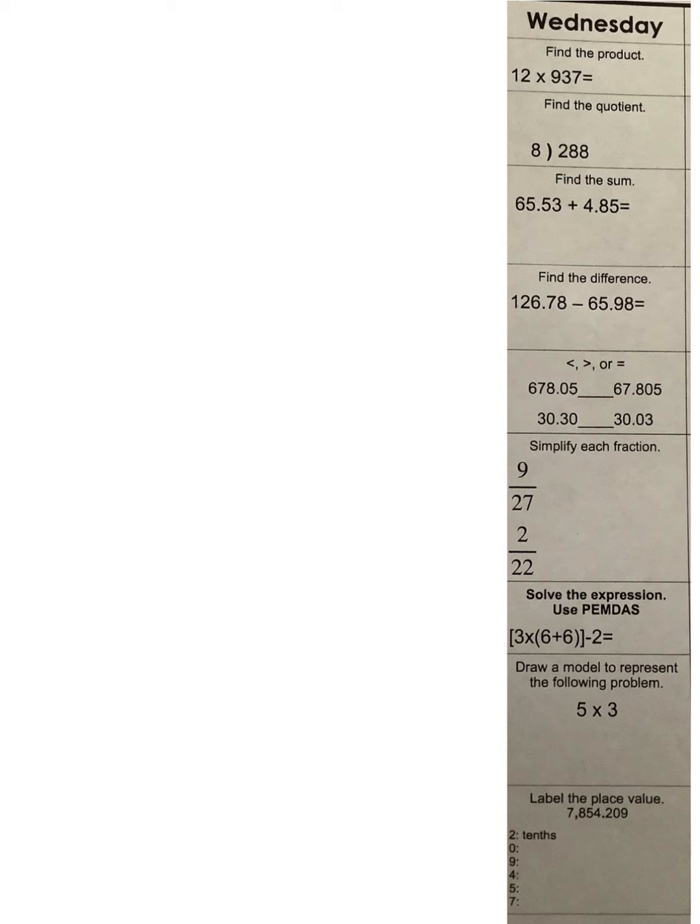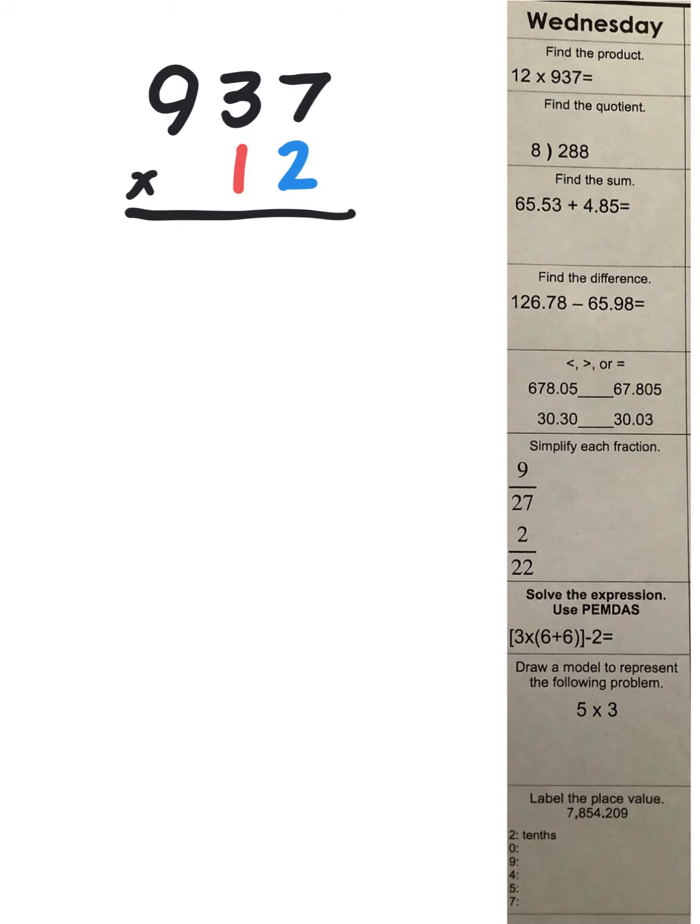Let's take a look at Wednesday's weekly math review, Q13. I will use the standard algorithm to multiply 937 times 12. I'm going to start with multiplying my ones place, that 2 times each digit.